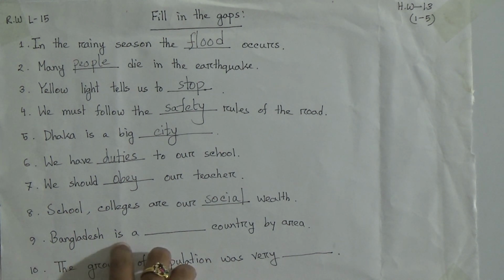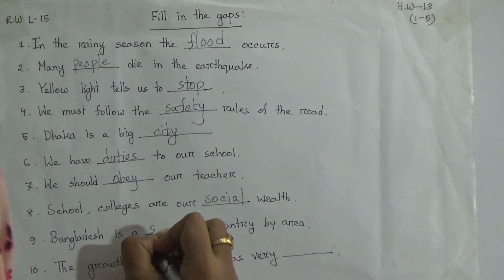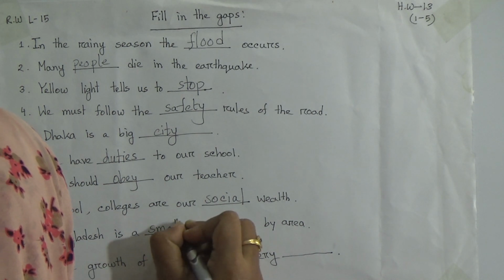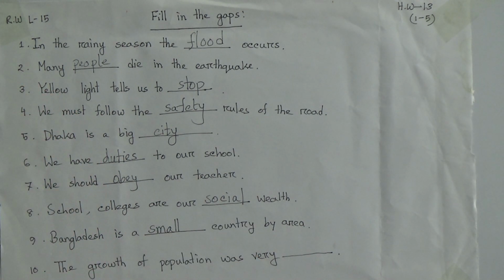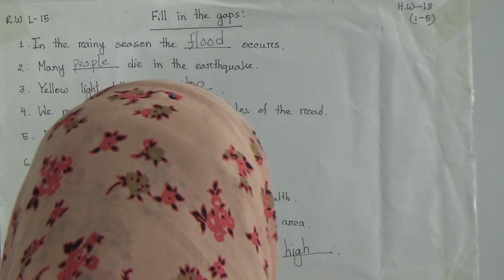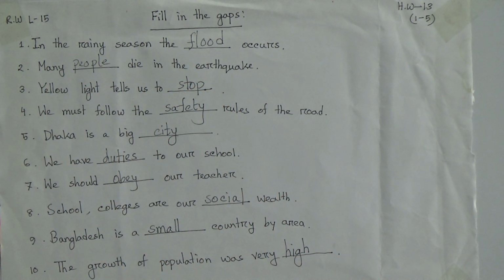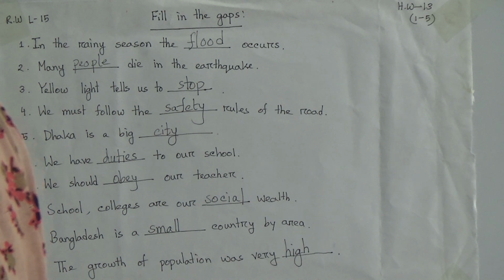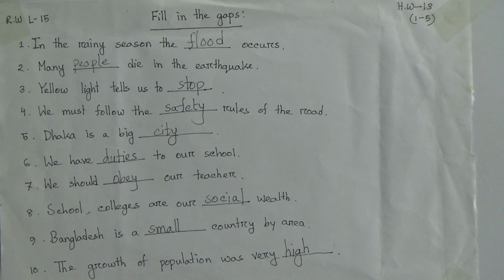Number 9, Bangladesh is a dash country by area. Bangladesh is a small country by area. Number 10, the growth of population was very high. The growth of population was very high in Bangladesh. That's why we have faced many kinds of problem because of this growth of population. So our answer is here, the growth of population was very high.